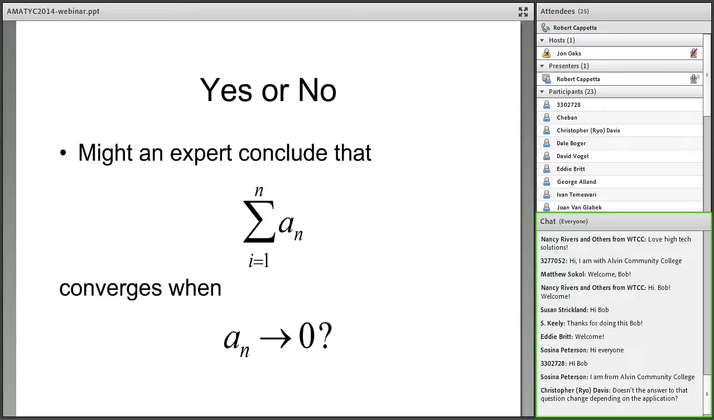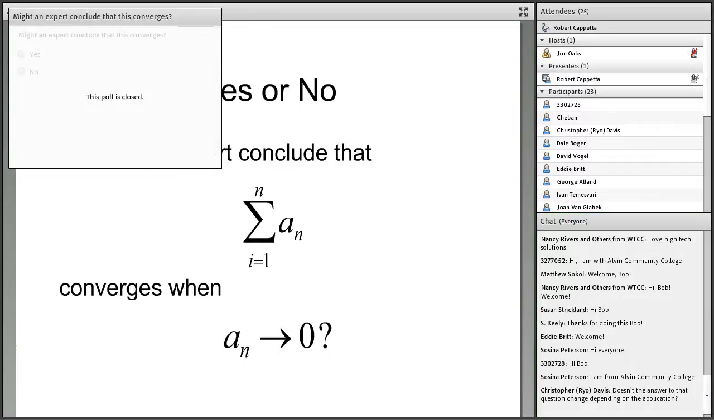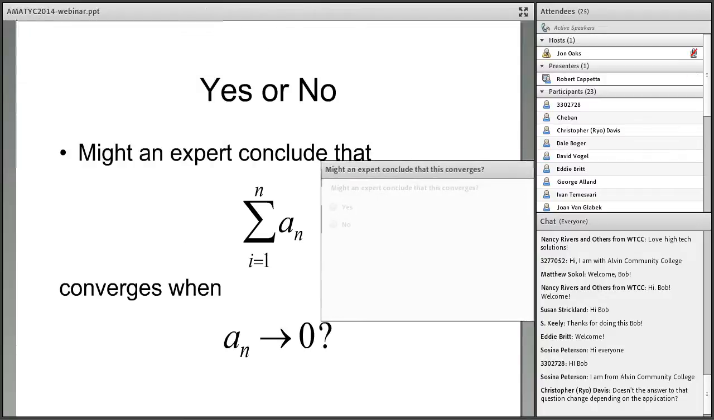So let me ask you this question. We're continuing our discussion. Might an expert, someone who teaches this or someone who understands mathematics, conclude that the sum as i goes from 1 to n of a sub n converges when that sequence goes to 0? Let's see. Do you think an expert might say that? I'll ask you to respond to that one, and we'll see what we get.